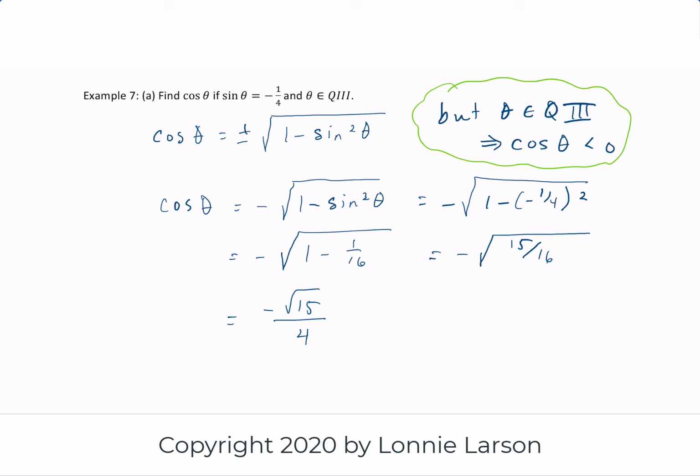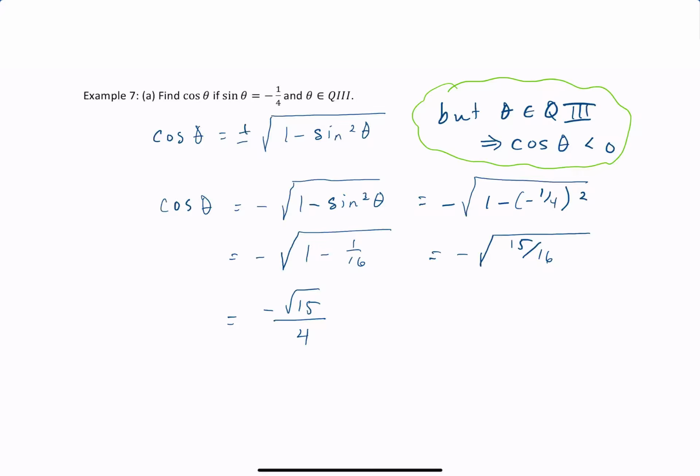Example 7a. Find the cosine of theta if the sine of theta is negative 1/4 and theta is in quadrant 3. I'm going to use the sine squared plus cosine squared equals 1 identity, but I'm going to use it in the form that's been solved for cosine, since cosine is what I'm looking for. So cosine of theta is either plus or minus the square root of 1 minus sine squared theta.